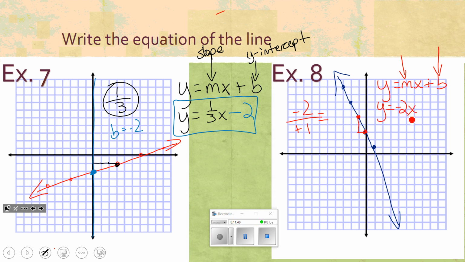So -2x. And then it is crossing the y-axis. So here's the y-axis. Here's where it's crossing right here, and that is 1, 2, up 3. So that's +3. And so now, there's my equation. y equals -2x plus 3.